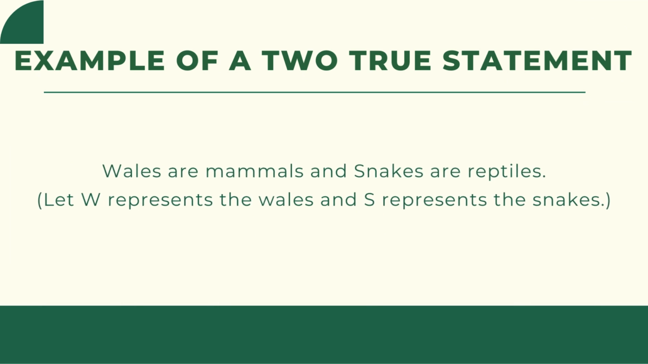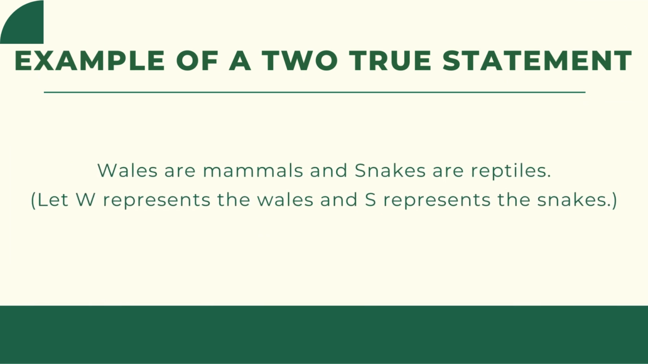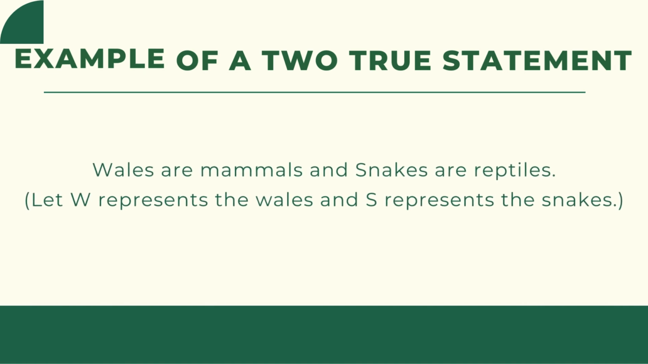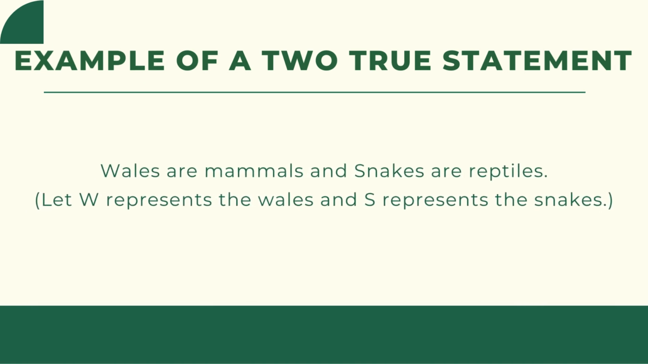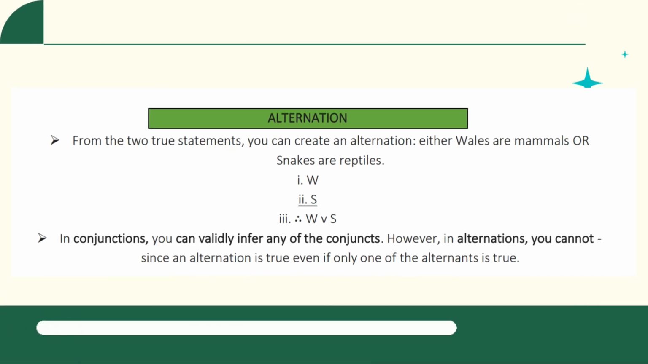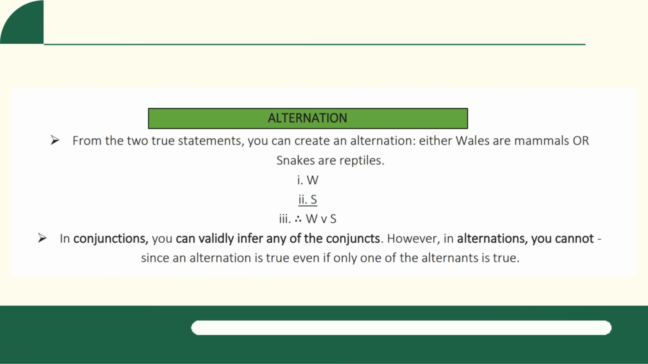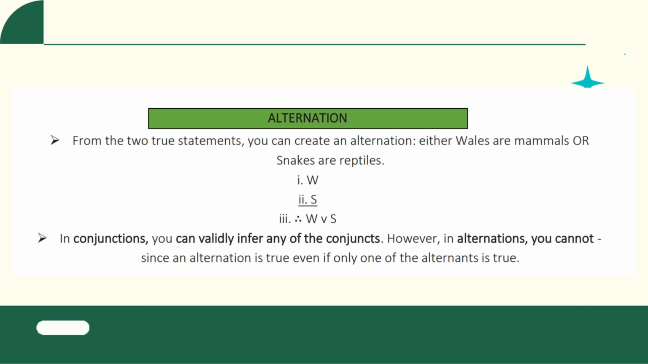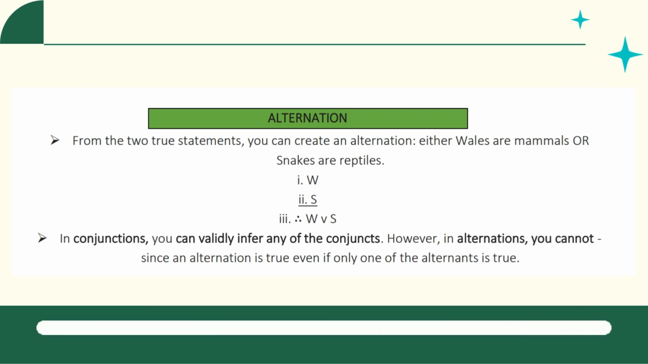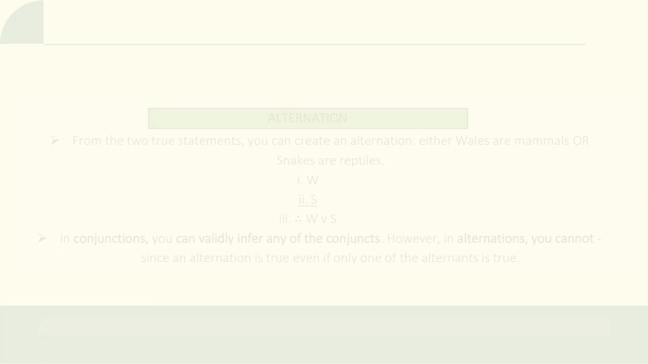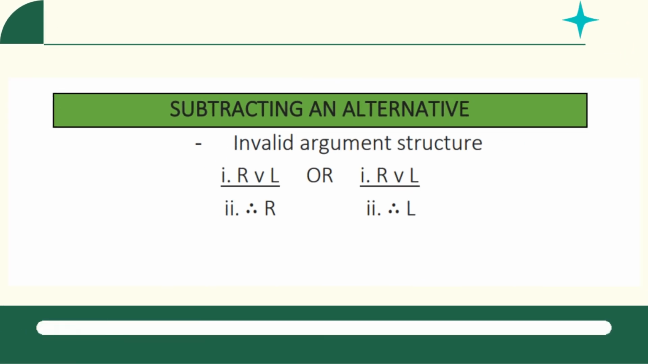Another example of a two-true statement. Whales are mammals and snakes are reptiles. Let W represent the whales and S represent the snakes. Alternation. From the two true statements, you can create an alternation. Either whales are mammals or snakes are reptiles. In conjunctions, you can validly infer any of the conjuncts. However, in alternations, you cannot, since an alternation is true even if only one of the alternants is true. Subtracting an alternative. Invalid argument structure listed below.